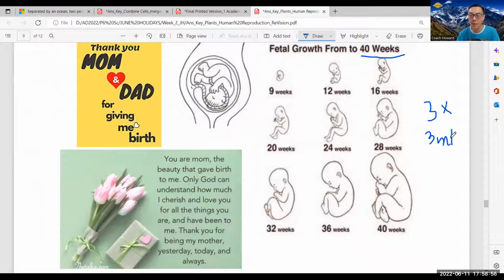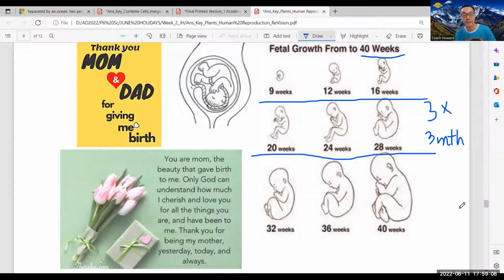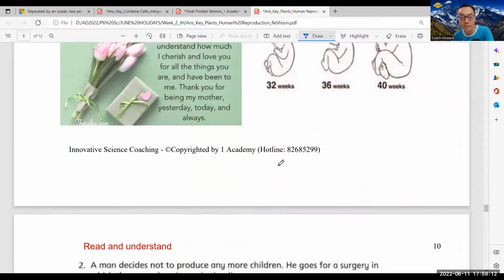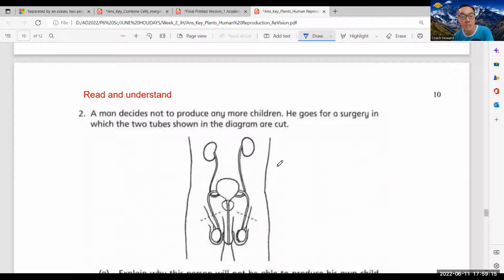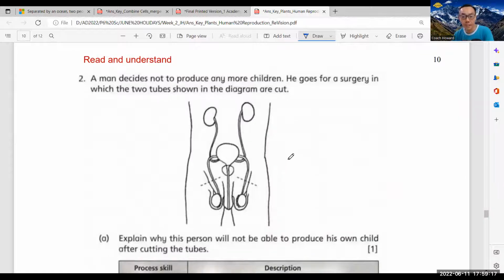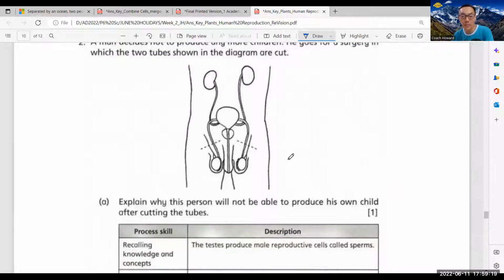So this is the first trimester, the second trimester, and the third trimester. Okay, so you have to thank your parents for giving birth to you. Okay, here, this part, read and understand. These are some application questions in the exam.